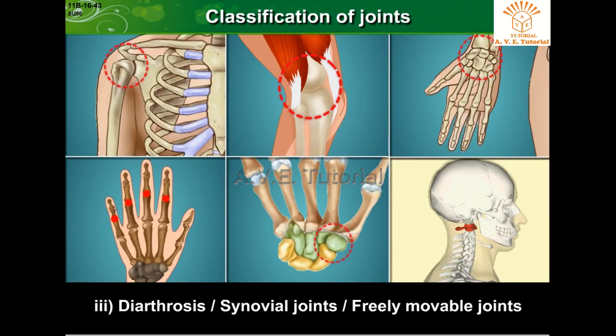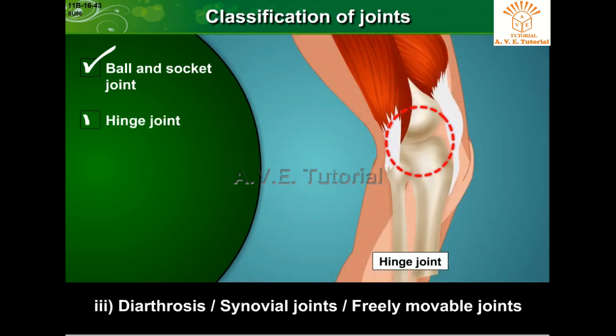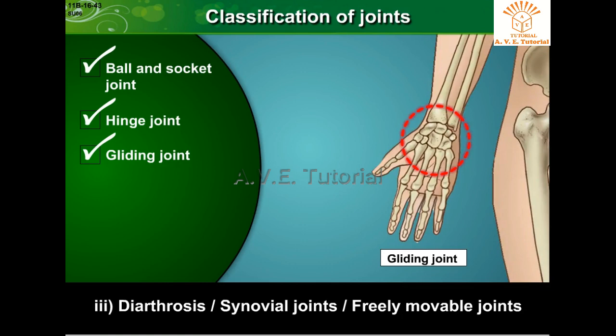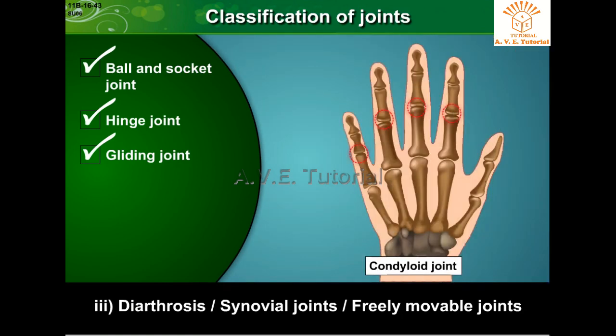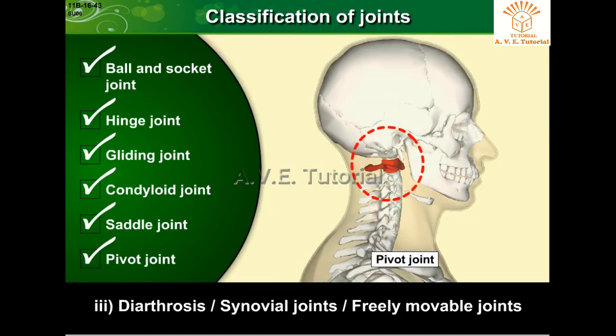Third, Diarthrosis or synovial joints or freely movable joints. For example: 1. Ball and socket joint, 2. Hinge joint, 3. Gliding joint, 4. Condyloid joint, 5. Saddle joint, and 6. Pivot joint.